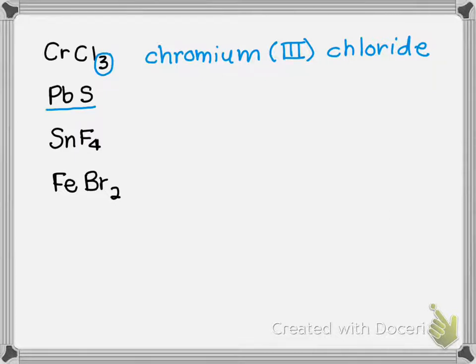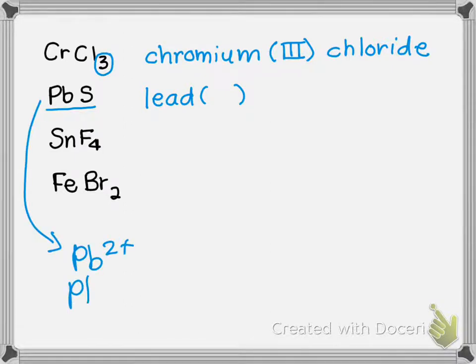Now this one's a little trickier because it's 1 to 1, and so what we know with 1 to 1 is that the two charges are the same. So I know Pb is lead. I could look on the table in my textbook and see lead can be a 2+ or a 4+. And the only way to know is to know what sulfur is.